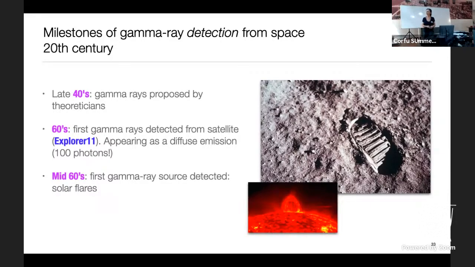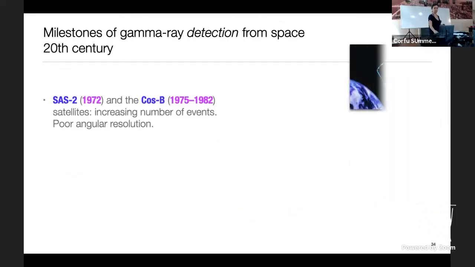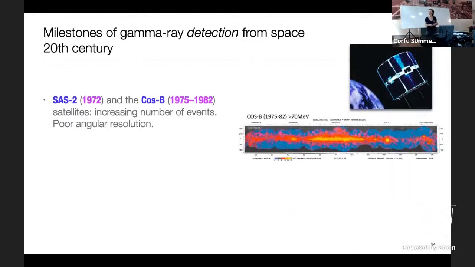Then in the mid-60s, the first gamma ray source was detected, and it was our sun. Some solar flares were clearly identified, and this gave birth to gamma ray astronomy of point-like sources. Then in the 70s, and even more in the years after, gamma ray astronomy had a lot of exciting results. We had a few satellites launched in the 70s that increased the number of events, but as you can see here, the angular resolution was quite poor. The pixels were very wide, so you cannot pinpoint the real source.